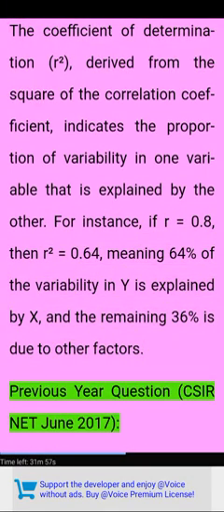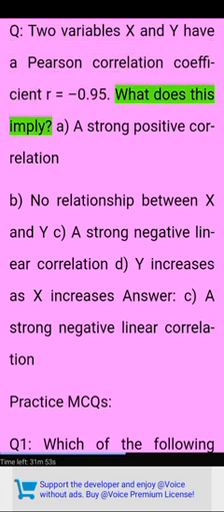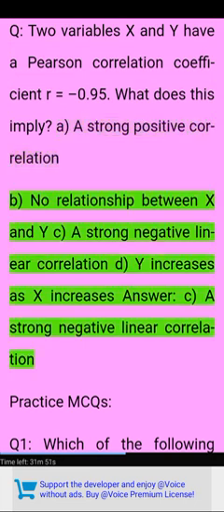Previous year question, CSIR NET June 2017. Q. Two variables X and Y have a Pearson correlation coefficient r equals -0.95. What does this imply? A. A strong positive correlation. B. No relationship between X and Y. C. A strong negative linear correlation. D. Y increases as X increases. Answer: C. A strong negative linear correlation.